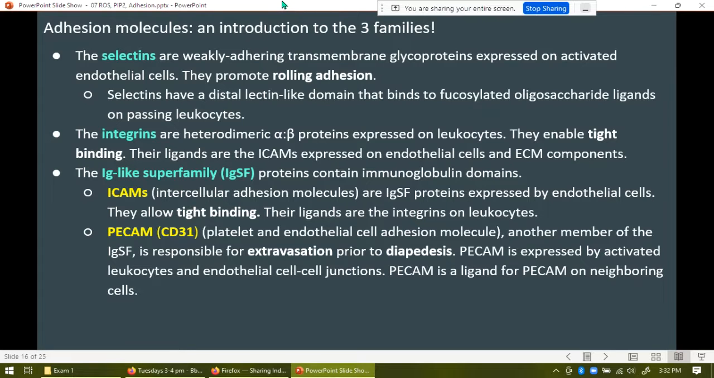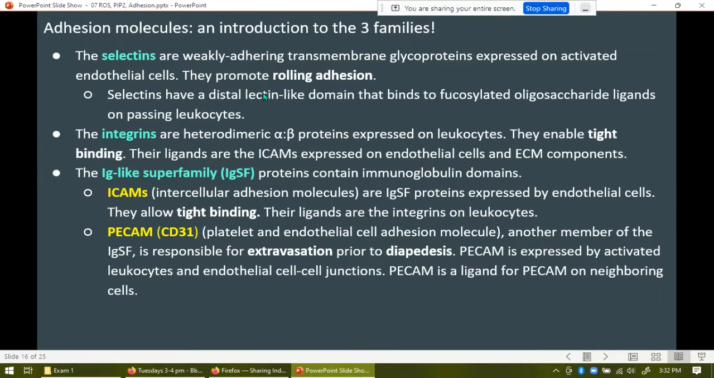So then we have adhesion molecules, and these are definitely something that you want to study in good detail. There's the selectins, integrins, and then the immunoglobulin-like superfamily of proteins. So there's 3 families of proteins. The selectins, they are weakly adhering molecules. They're the first step in extravasation. They are transmembrane glycoproteins expressed on activated endothelial cells, and they promote rolling adhesion by leukocytes.